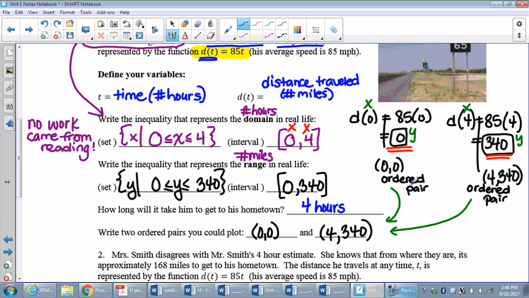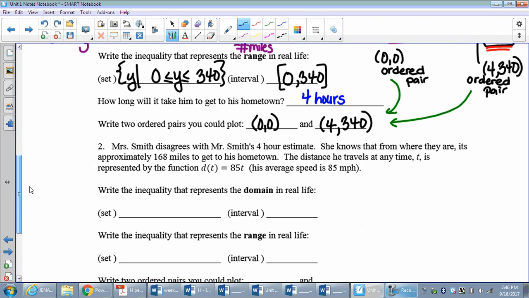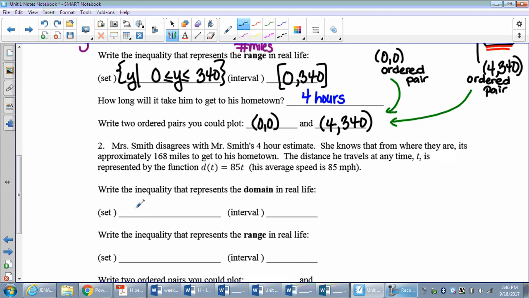Let's look at number 2. Mrs. Smith disagrees with Mr. Smith's 4-hour estimate. She knows that from where they are, it's approximately 168 miles to get to his hometown. The distance he travels at any time t, so I'm going to underline that, is represented by this function. So time t is one of your variables, distance he travels is the other. So I'm going to highlight this function. Write the inequality that represents the domain, and write the inequality that represents the range.